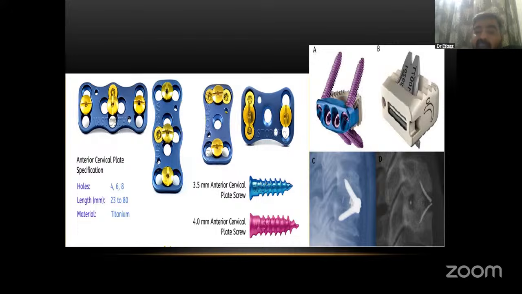The drawback of the rigid plates is that when we decrease the movement of the cervical spine, later on one chance is that they put pressure on the adjacent disc, and the patient comes with a disc herniation at the adjacent level. So these are the drawbacks of the static plates. But the flexible plates are very good.